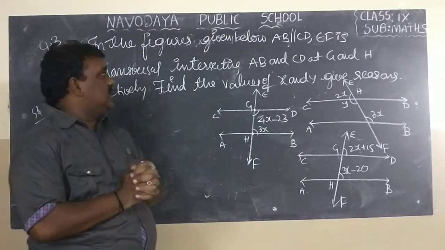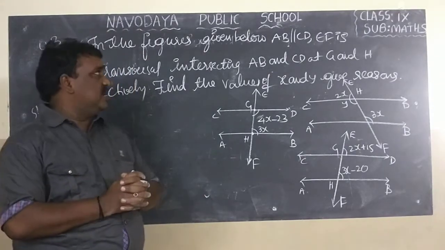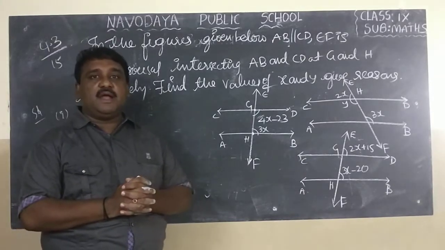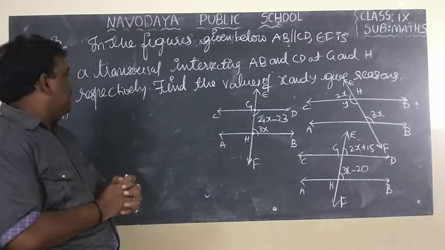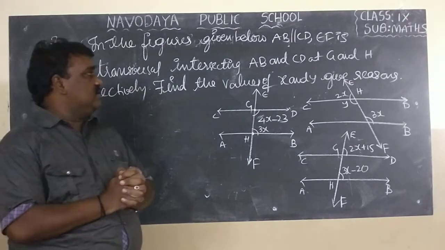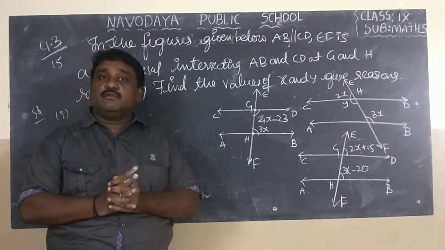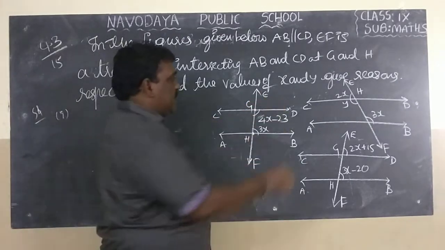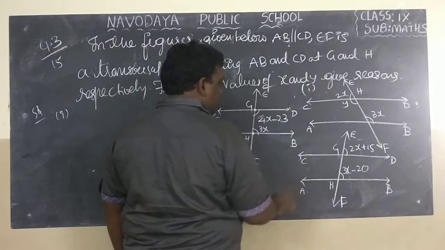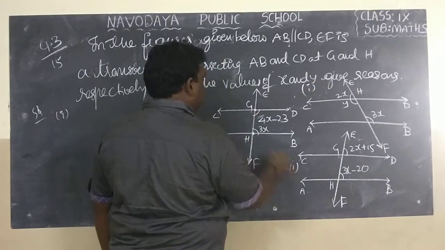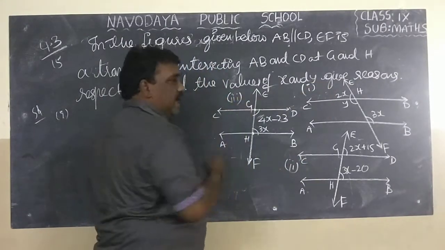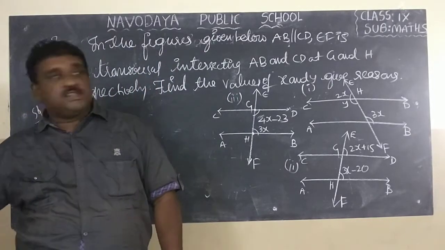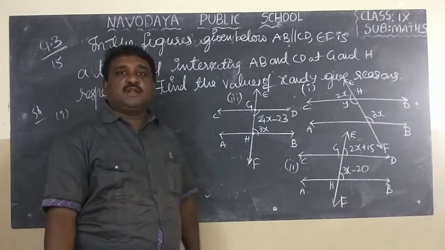In the figures given below, AB parallel CD, EF is a transversal intersecting AB and CD at G and H respectively. Find the values of x and y and give reasons also. See the first diagram. This is the second diagram and this is the third diagram. Three diagrams are there in the problem. We need to find out the x value, sometimes the y value, in the diagram.